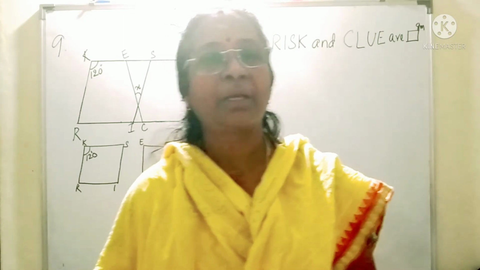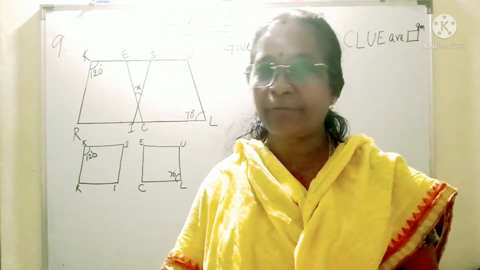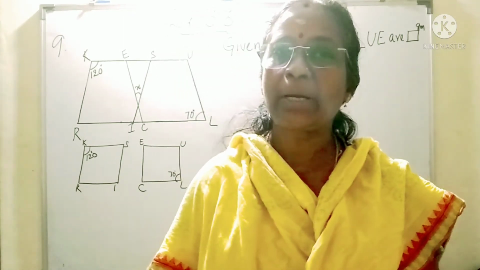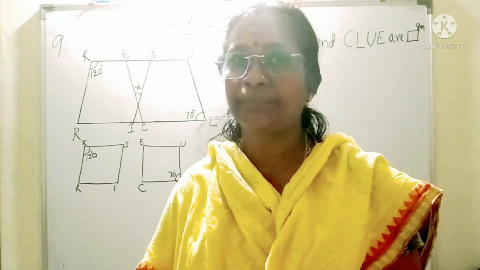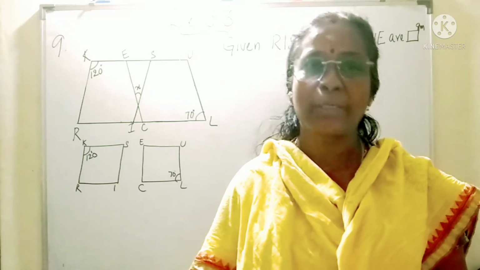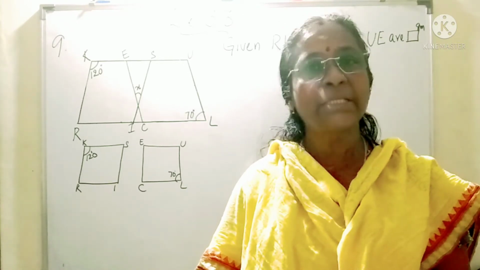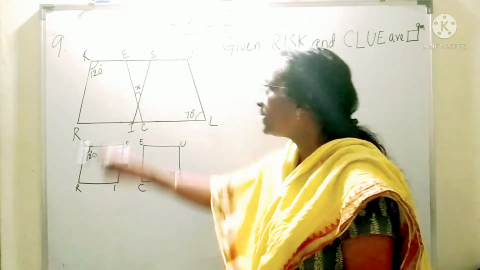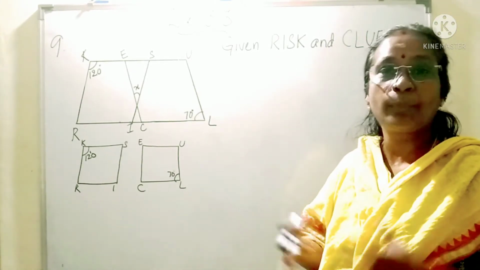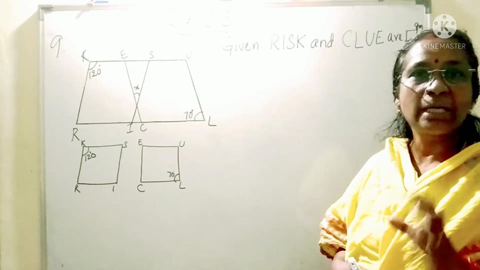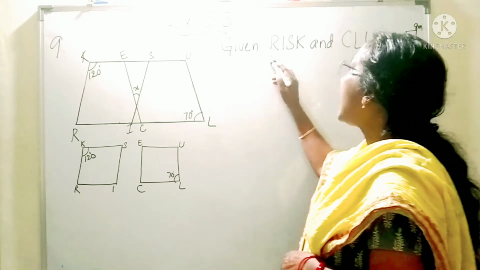Students, in the previous class, we worked out questions 1 to 8 from exercise 3.3. Today we will start with question number 9. Let us see the question. Here is a figure given which is a combination of two parallelograms. Which are the two parallelograms?